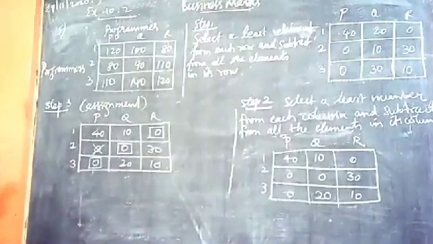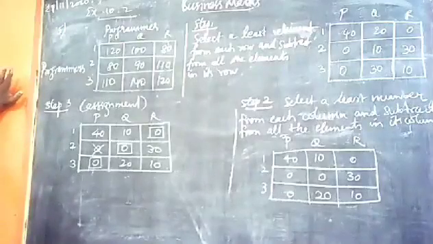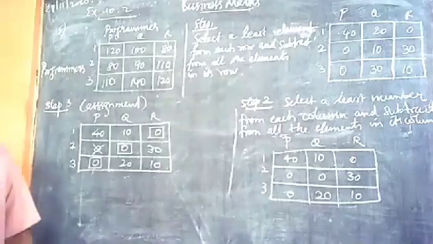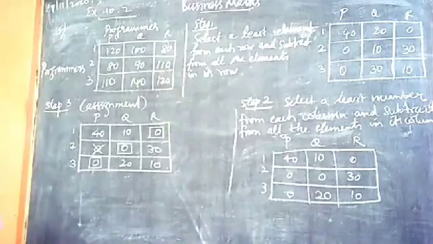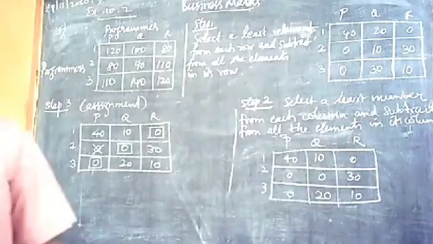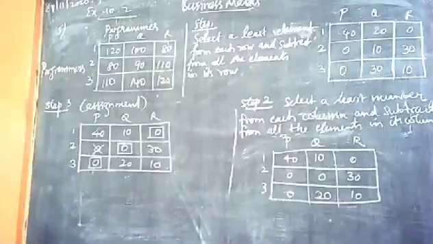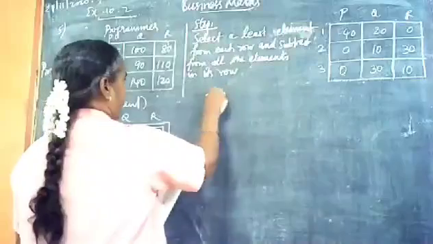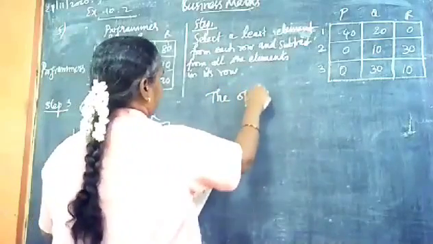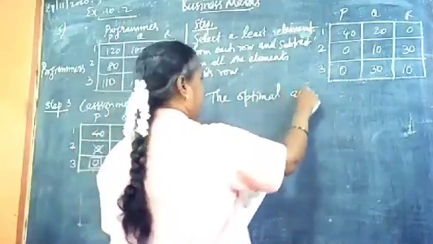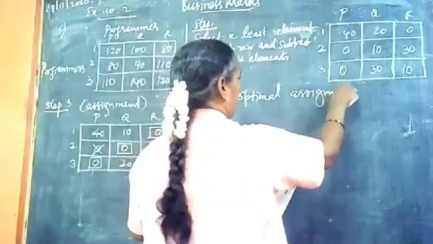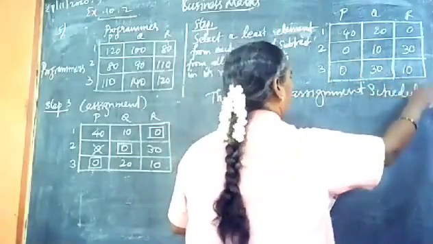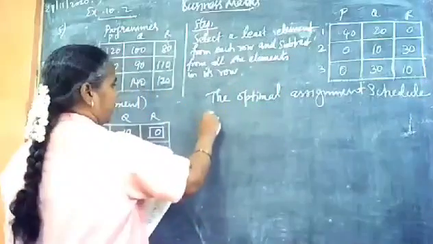Okay? So next we are going to move forward. The assignment schedule you are going to prepare and you are going to find the total cost. Shall we start giving the final answer? Yes. Schedule and cost, both we are giving in the same tabular column.